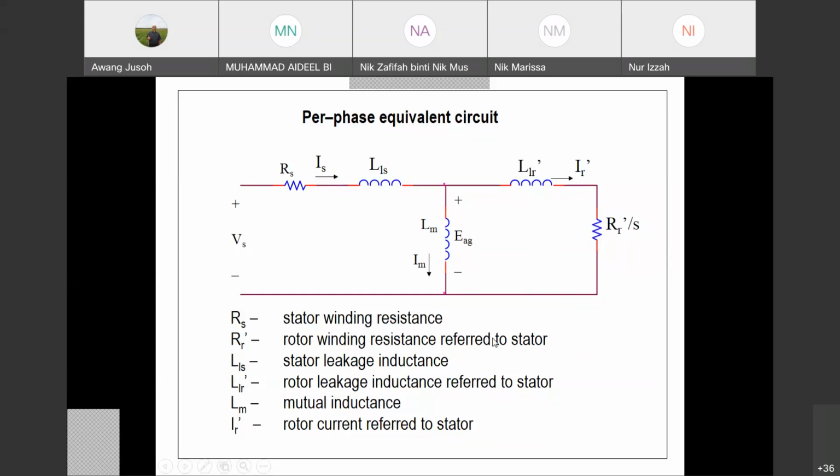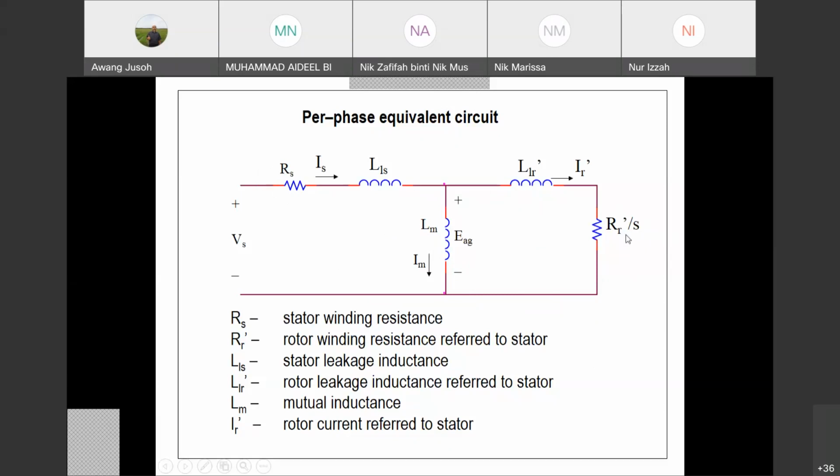Okay, so once we have this circuit, it is easy for us. If we know the components and the parameters, we know the RS, we know the L1S, we know the LM, and so on, then it is easy for us to understand the motor behavior. For example, if you want to know how much the stator current is, by using this circuit, you can easily find the stator current.